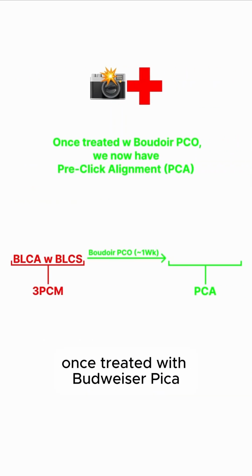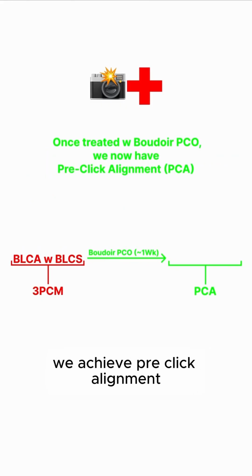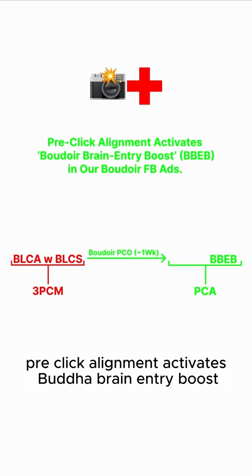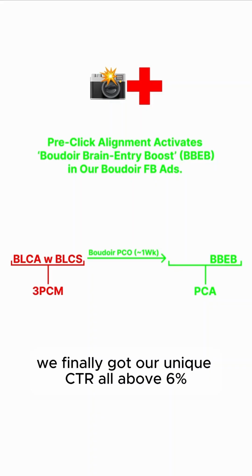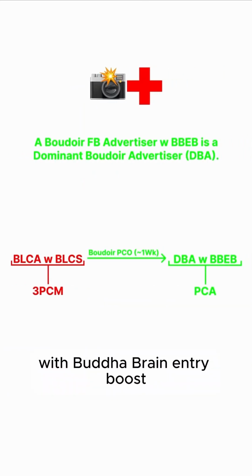Now, once treated with Boudoir Pico, we now have pre-click alignment. So we get rid of the 3 pre-click mistakes. We achieve pre-click alignment. Pre-click alignment activates Boudoir brain entry boost in our Boudoir Facebook ads. Basically, we finally got our unique CTR all above 6%. And a Boudoir Facebook advertiser with Boudoir brain entry boost is a dominant Boudoir advertiser, a DBA. So, this is our universe.